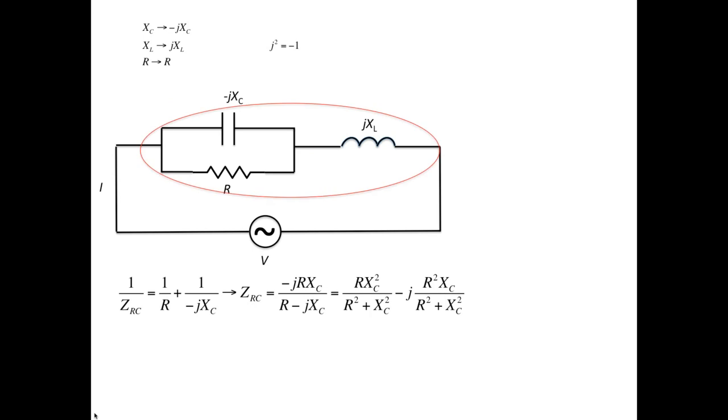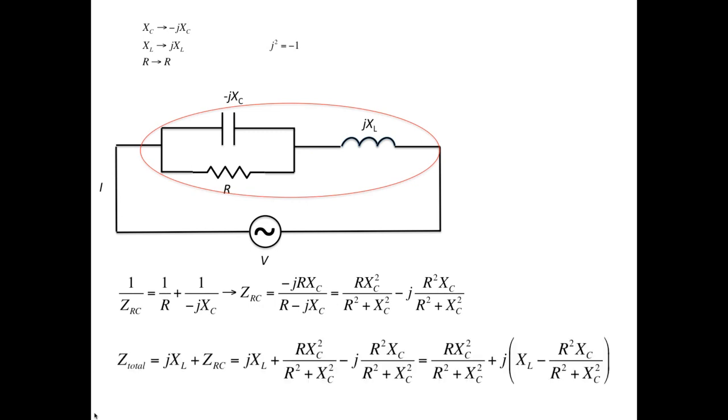Furthermore, this new equivalent impedance is connected in series with the inductor, and therefore we can find the total impedance of the circuit. Again, notice that we use the expression that is similar to the equivalent resistance of resistors connected in series. We are able now to calculate the current using Ohm's law. The current is going to be the voltage divided by the total impedance.